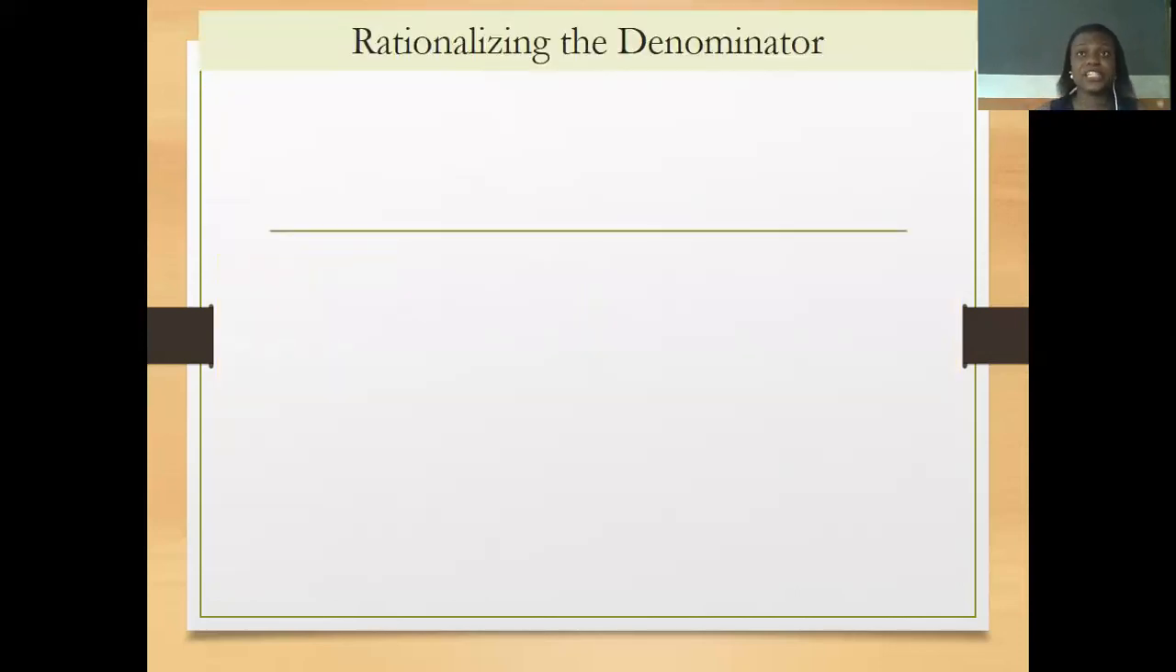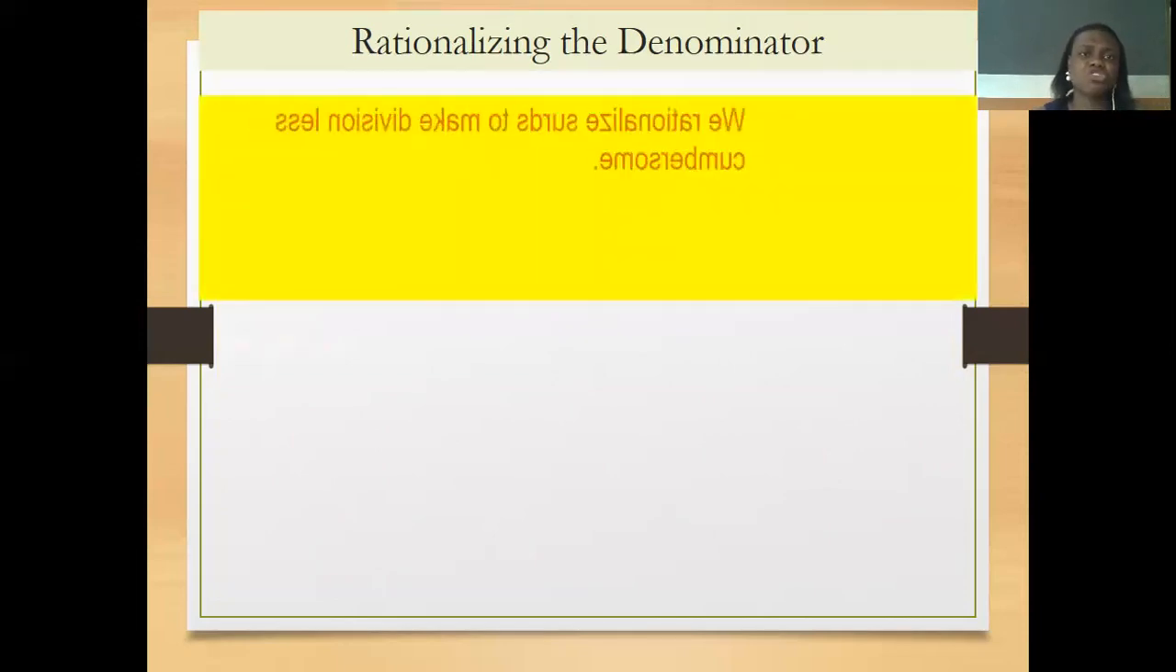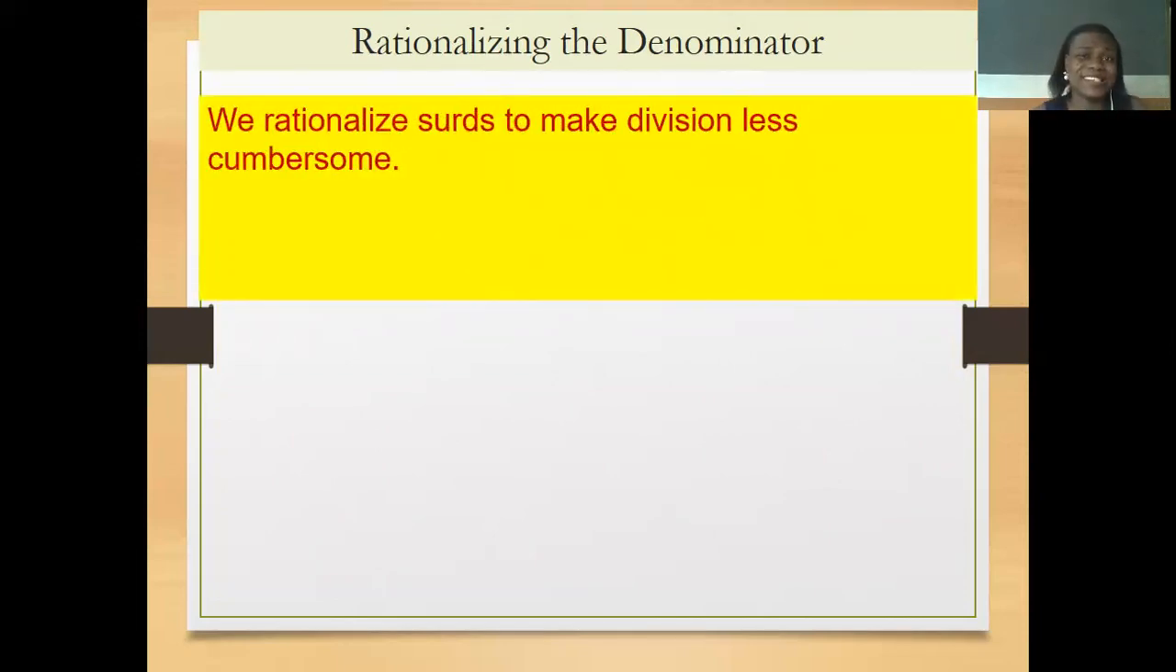Rationalizing the denominator. Now let's talk about rationalizing the denominator. From the word rationalizing, it means we're trying to make it rational, right? We're trying to make something rational. Now let's talk about why we need to rationalize. We rationalize surds to make division less cumbersome.